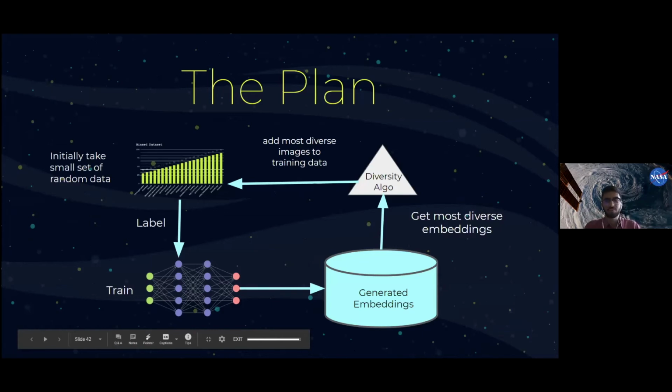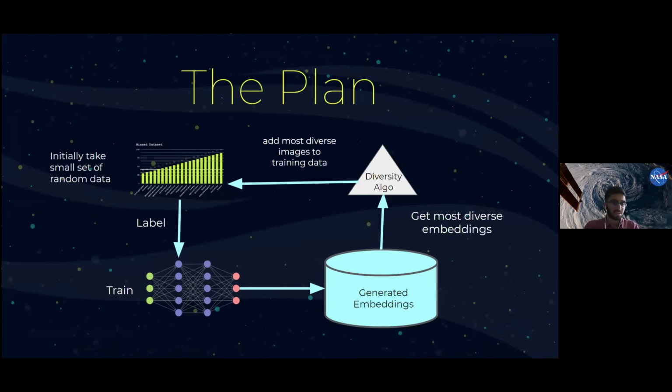However, it won't be perfect right away, so we're going to repeat this process by training with our more balanced set and then picking the most diverse embeddings again. Then we'll add the newly selected diverse images to the training set and we'll repeat this process. Let's try it out.